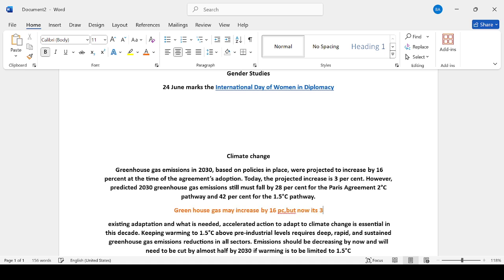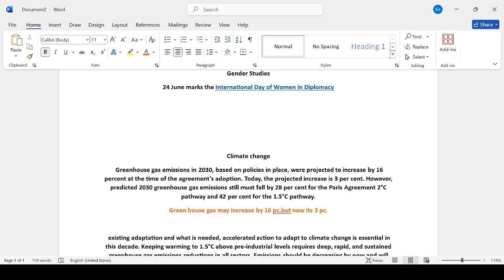Now it's 3%. However, predicted 2030 greenhouse gas emissions still must fall by 28% for the Paris Agreement 2-degree pathway and 42% for the 1.5-degree pathway. So they are saying that, but now it's 3%.